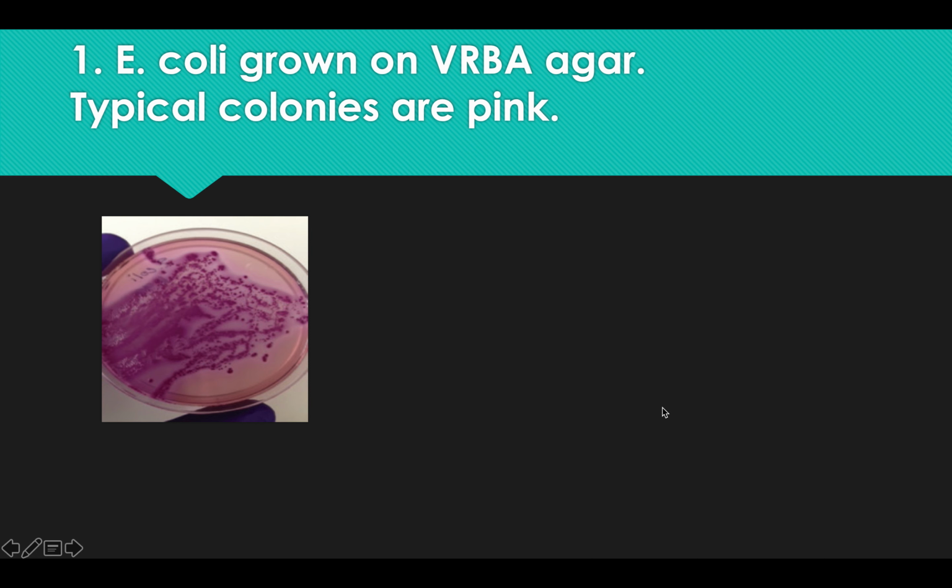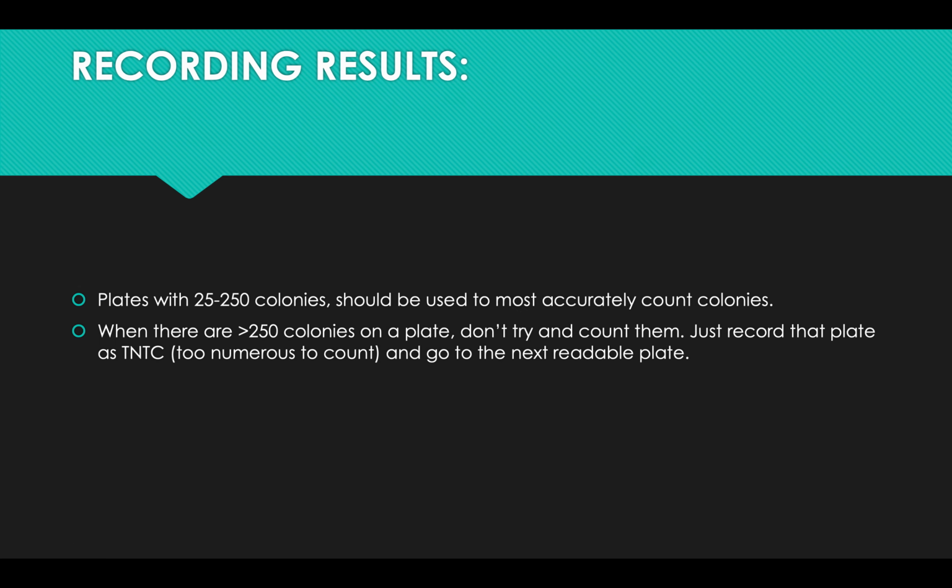Here is a picture which shows pink colonies of Escherichia coli grown on VRBA. For recording the results, plates with 25 to 250 colonies should be used for the most accurate count of the colonies. If they are above 250, we consider them too numerous to count.